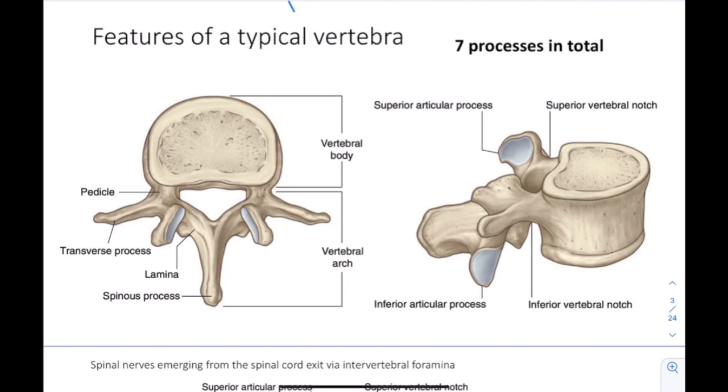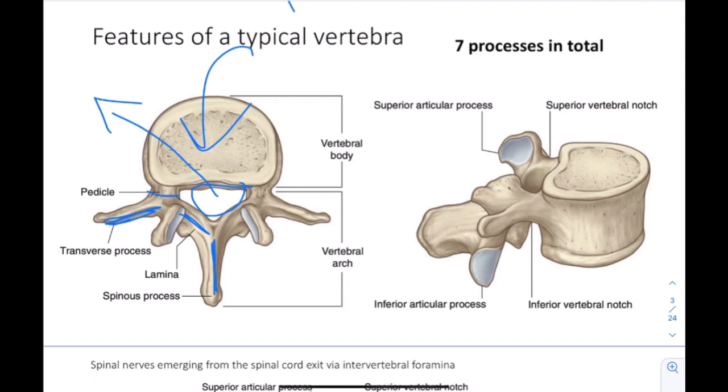Okay, so let's talk about features of a typical vertebra. Let's just identify some of the key parts you have to know. So here we have the pedicle. This is the lamina right here. And then you have the transverse process. Oh, sorry, this is the spinous process, and this is the transverse process. This is the vertebral body, or the body of the vertebra. And right here, this thing is called the vertebral foramen.